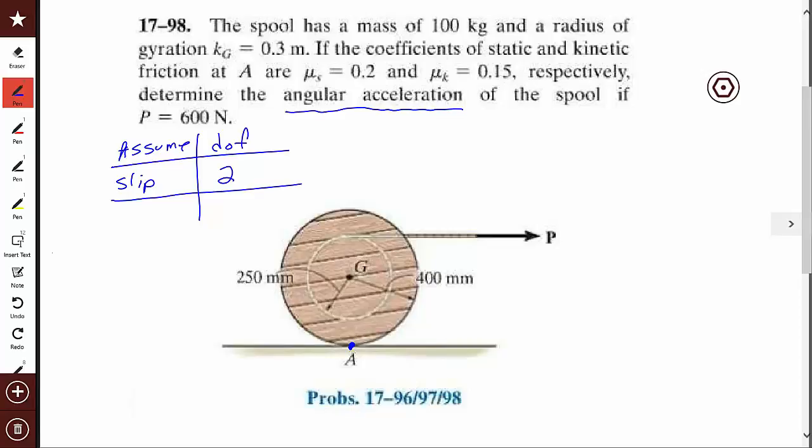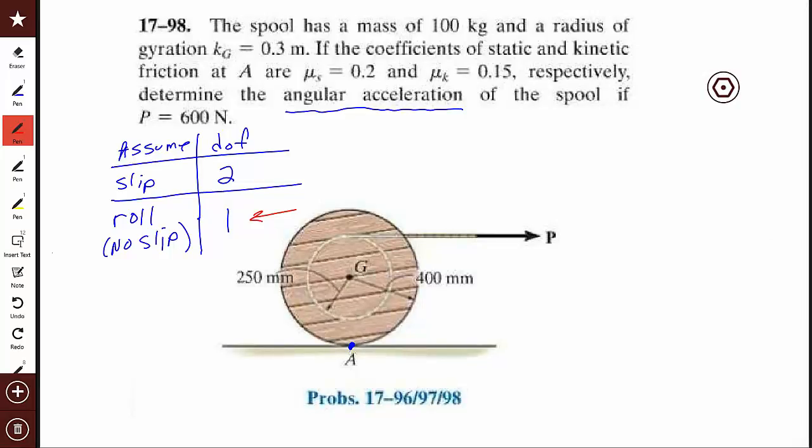If there's no slip at A, that's what we call roll. The formal term for that is that it's rolling, which means no slip. And if there is no slip at A, rolling, then it's possible for this spool to move because it can rotate, but if you stop the rotation and prevent it from slipping, then it can't move, and so the degrees of freedom is 1. So with problems like this, you start with the minimum degrees of freedom, you make that assumption, and then you test the forces that come out because of it.